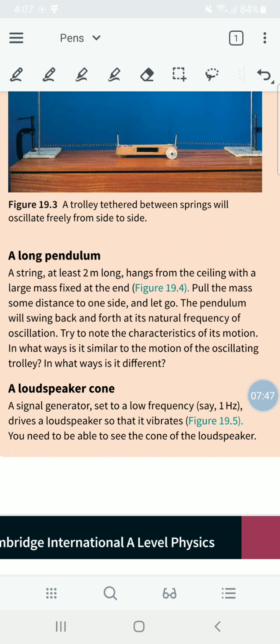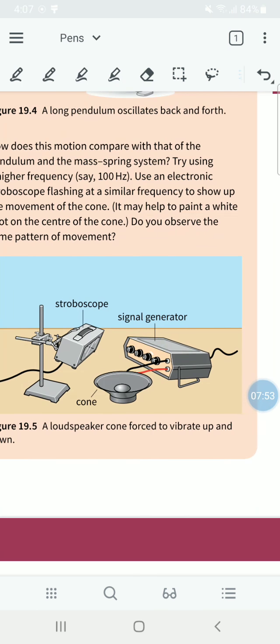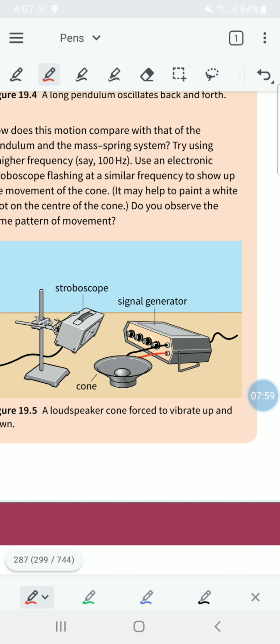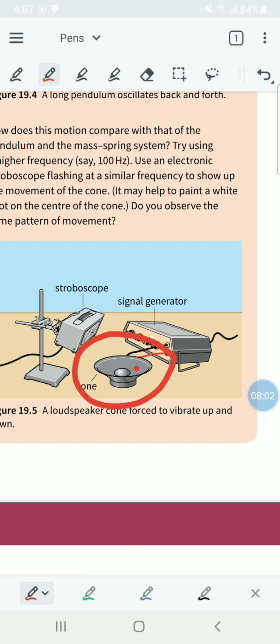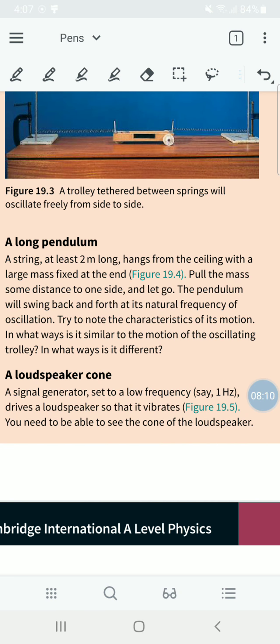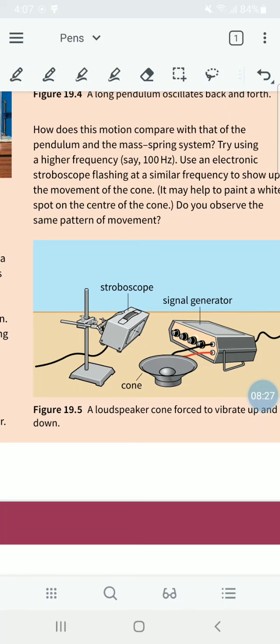Then we can see a loudspeaker cone and a signal generator. So a loudspeaker cone means something like this is the loudspeaker, a setup that contains a loudspeaker, and this is the loudspeaker cone. A signal generator set to a low frequency, right? So a low frequency would result in a movement that is observable for us. It drives a loudspeaker so that it vibrates. You need to be able to see the cone of the loudspeaker, right?